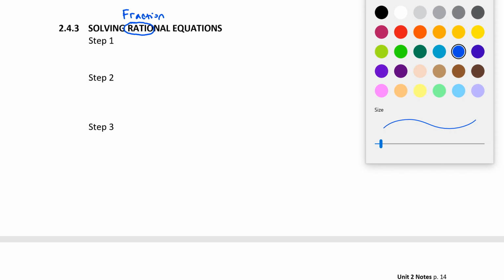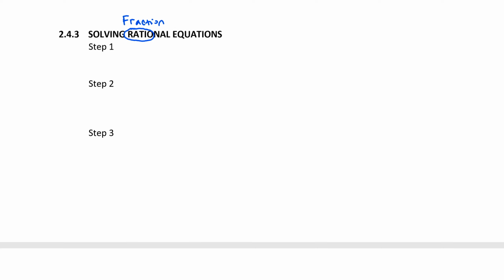So let's go through the algorithm or the process for solving a rational equation. Step 1, we're going to multiply all the terms in the equation by the lowest common denominator, LCD. LCD is lowest common denominator. So our goal, our first step, involves canceling the fractions. We're going to try and get rid of the fractions. And the way we do that is by multiplying each term by the lowest common denominator. Then we're going to reduce where possible.